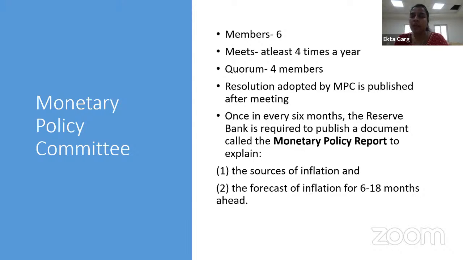And as per the constitution of this committee, the members need to meet at least 4 times in a year, right, to discuss macroeconomic issues, and at least 4 members need to be present. The quorum has to be 4 members to ensure that a meeting can proceed successfully. Once the meeting is done and a decision has been taken, the resolution adopted by the MPC is published after the meeting on the RBI website, right?